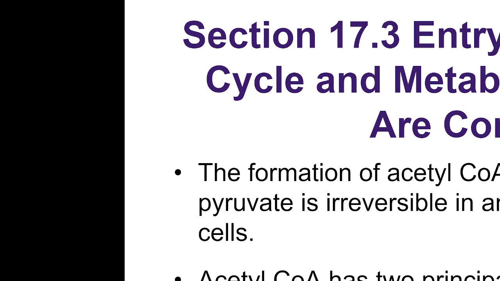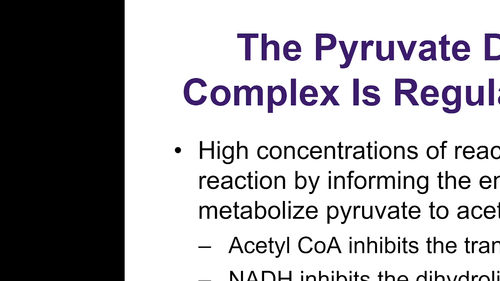So anyways, that's the acetyl-CoA, by the way. Going off to CO2 is typically the citric acid cycle, and then fatty acids would be your fatty acid lipids. High concentrations of reaction products are going to inhibit the reaction by informing the enzyme that there's no need to metabolize pyruvate to the acetyl-CoA. The acetyl-CoA will inhibit the transacetylase component, which is your E2. Your NADH is going to inhibit the dihydrolipoyl dehydrogenase, which is your E3. And remember, those are those different domains we had talked about before.